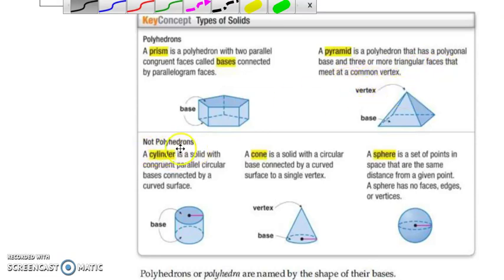These are not polyhedrons: cylinder, cone, and sphere, because of their curved parts. So we have a cylinder, which is a solid with congruent parallel circular bases connected with a curved surface. A cone is a solid with a circular base connected with a curved surface to a single vertex. And then a sphere is a set of points in space that are the same distance from a given point. A sphere has no faces, edges, or vertices.